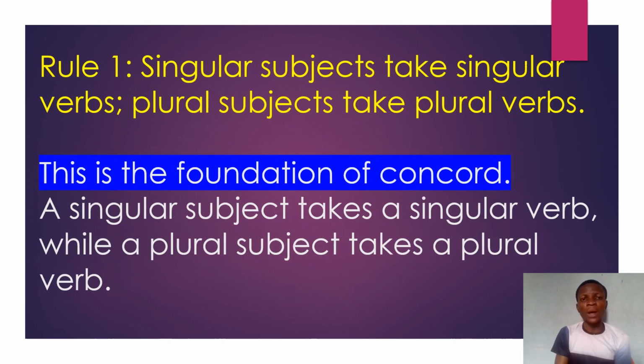Okay. Concord has 15 major rules. So we will see each rule as we continue. Rule 1 says singular subjects take singular verbs, and plural subjects take plural verbs. So what is this telling us?